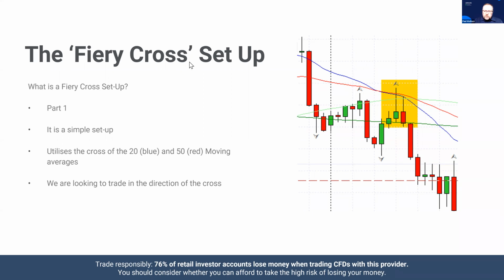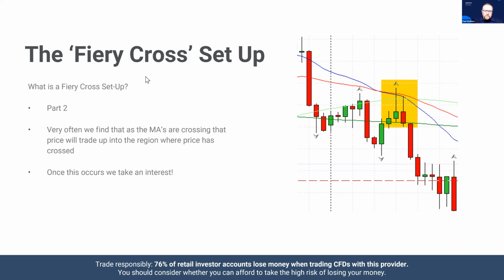Just even on this chart here, you can see price has been doing its thing. Here we have the red 50, here we have the blue 20, and what we actually see is the blue, the faster one, crosses beneath the slower moving average. Once we see that happen, that gives us the filter. We're looking to be a short, to sell the market in this particular example. So, as I said, that's kind of the first part.